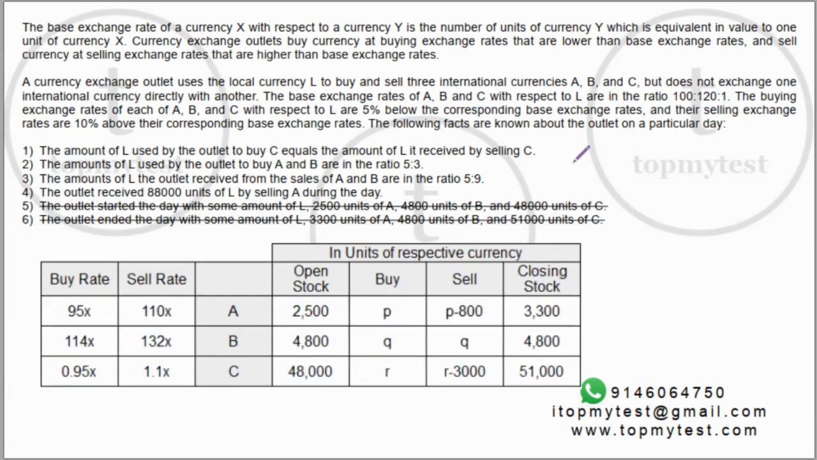Okay. Now, if I look at the first statement, it says the amount of L used was equal to the amount of L it received by selling C. So whatever it bought and sold, the amount of L used is the same. Now, amount of L used will be 0.95x into R.